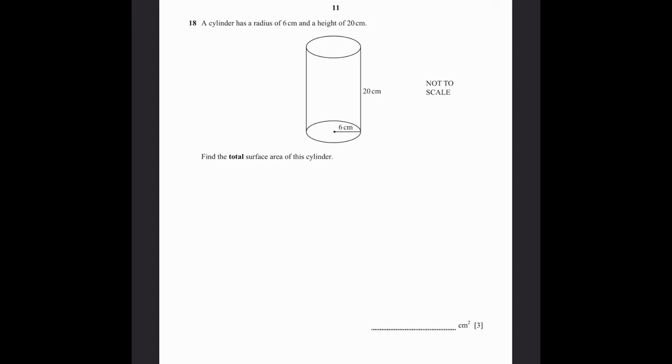Question 18. A cylinder has a radius of 6 centimeters and height of 20 centimeters. Find the total surface area of the cylinder. So the total surface area, TSA, is equal to 2 pi r squared plus 2 pi r h. Why? Because 2 pi r is the perimeter of the circle. Multiplied by height, we get the area of the curved surface over here. And 2 pi r squared is the area of both the circles there.